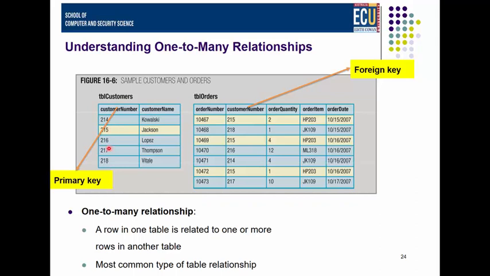250 would not repeat in this table, and this is the foreign key. The primary key is represented as a foreign key over here, and here you can see 215 is being repeated, so a foreign key can be repeated. Now this customer can place multiple orders. So this is a one to many relationship.